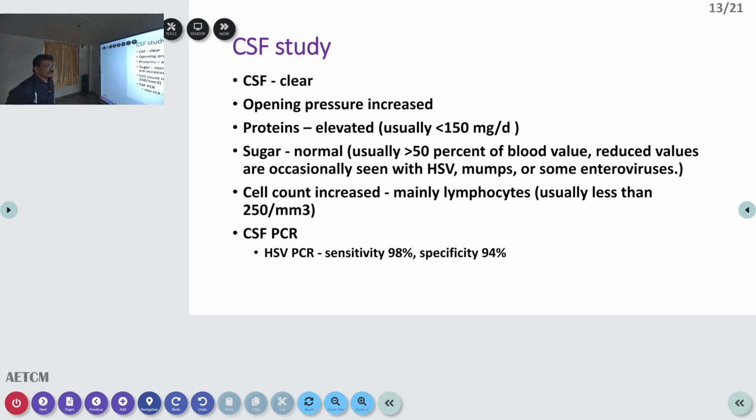Cell counts are always increased, but they are predominantly lymphocytes. So lymphocytes are seen in viral infection, fungal infection, and tubercular infection. But if the history is very short, and when you are doing LP, lymphocyte predominance always points towards an acute infection like viral infection. If the history is longer, then you have to suspect bacterial like tuberculosis or fungal. CSF PCR is done in HSV. Sensitivity is 98%, specificity is 94%.